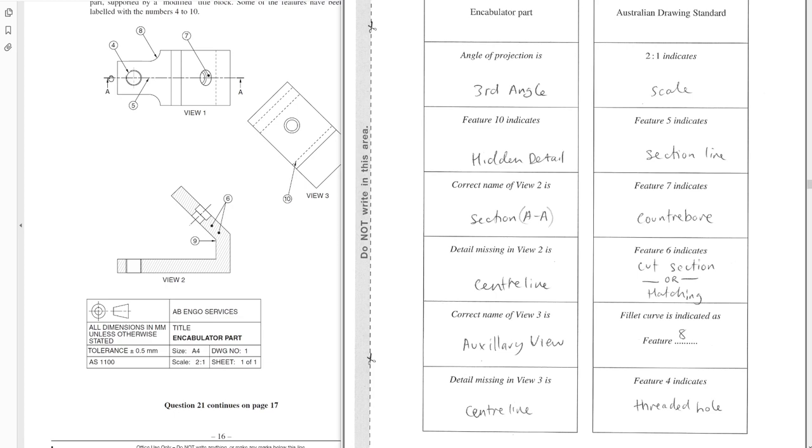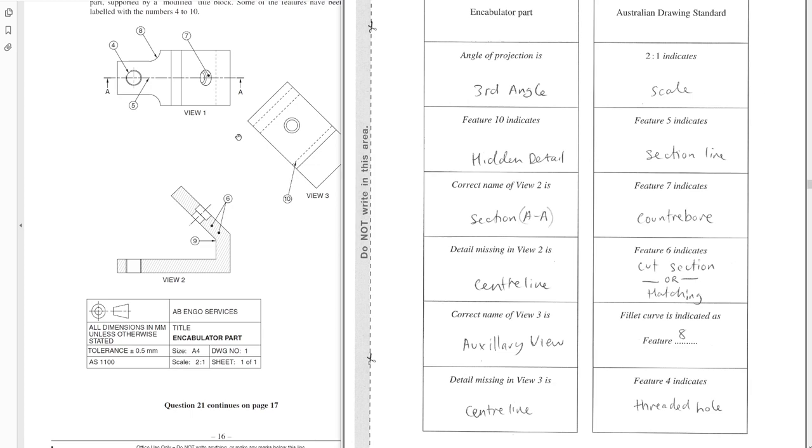Feature 5 is this line here. Now, if you wrote centerline, I personally would give that right, and I think the HSE would probably give that right. Now, in the 2018 paper, they asked, what is this line? I just talked to a student today because we're doing some past papers in class. And this thickened line here and here indicates that it's a centerline.